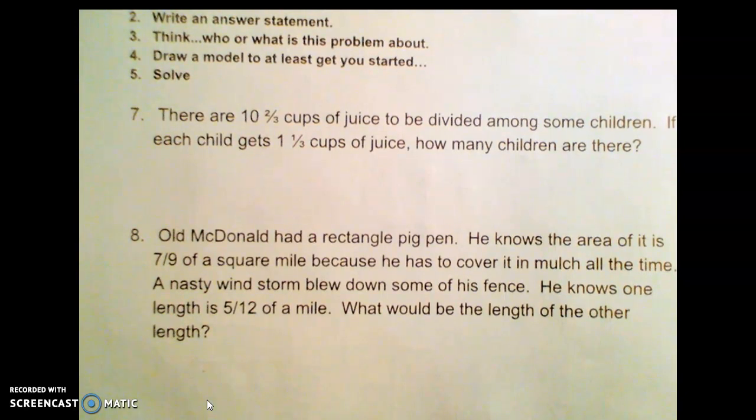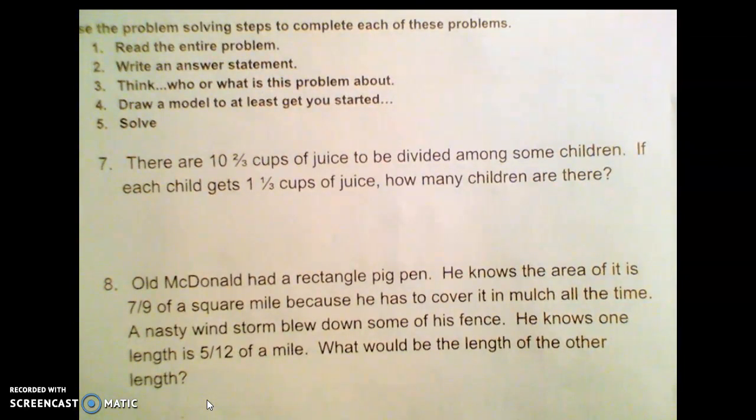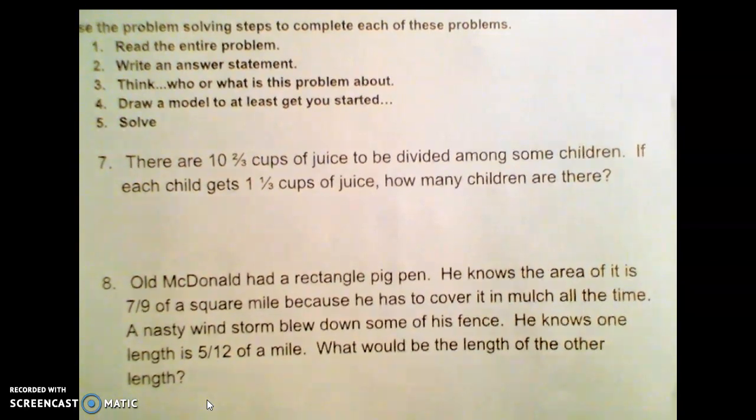This is the back of Review 2. We are going to be doing the problem solving steps. So make sure that you read the entire problem, write an answer statement, think who or what is the problem about, draw a model to at least get you started, and then solve.